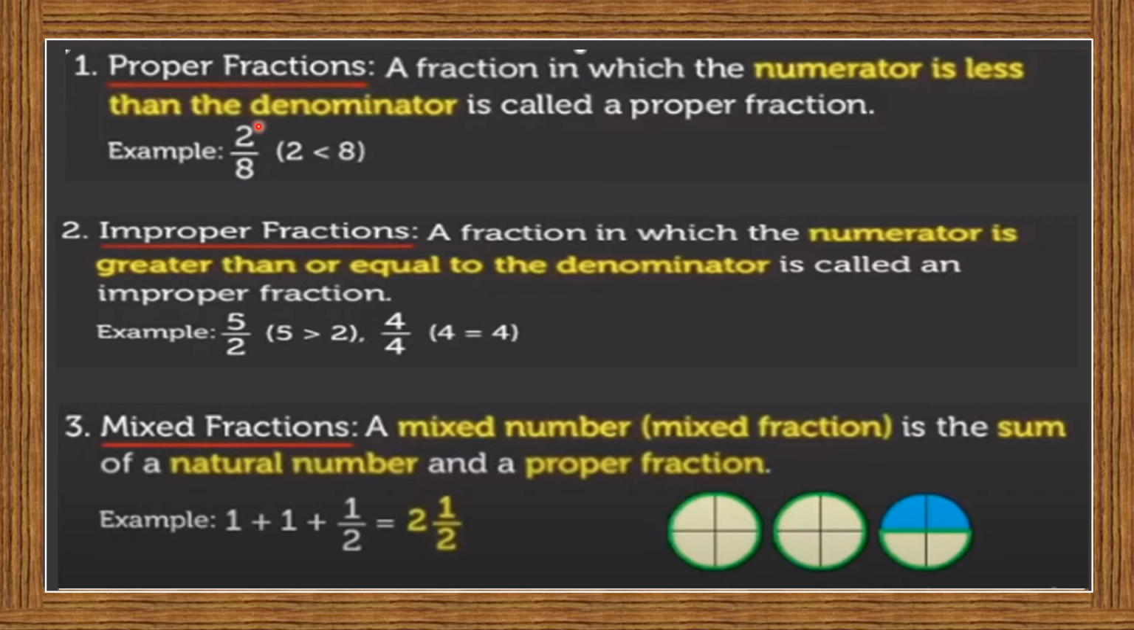Proper fractions, the numerator is less than the denominator. In improper fractions, the numerator is greater than the denominator. And in the mixed fraction, we have the sum of a natural number and a proper fraction. Understood? This is half, that is 1 upon 2, a proper fraction. We will move ahead to the next type of fraction.